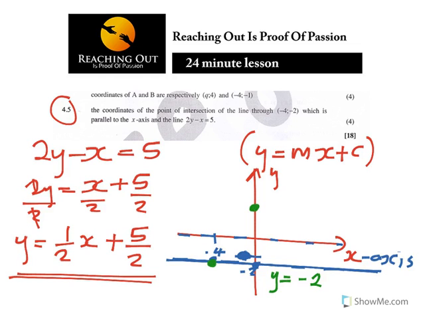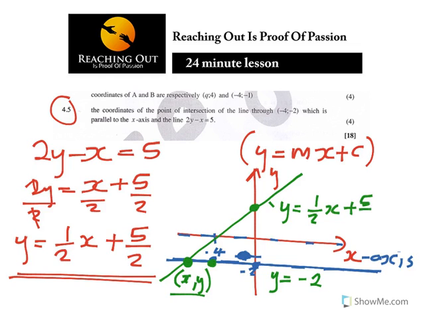They are looking for the coordinates of the point of intersection of the line through this, which is parallel to the x-axis, and the line y is equal to half x plus 5/2. So now there is this particular line. These are the coordinates x, y that we're supposed to look for, where this line y is equal to -2 and this line y is equal to half x plus 5/2 are intersecting. And remember, where they are intersecting, this y is equal to that y. That is the whole principle.